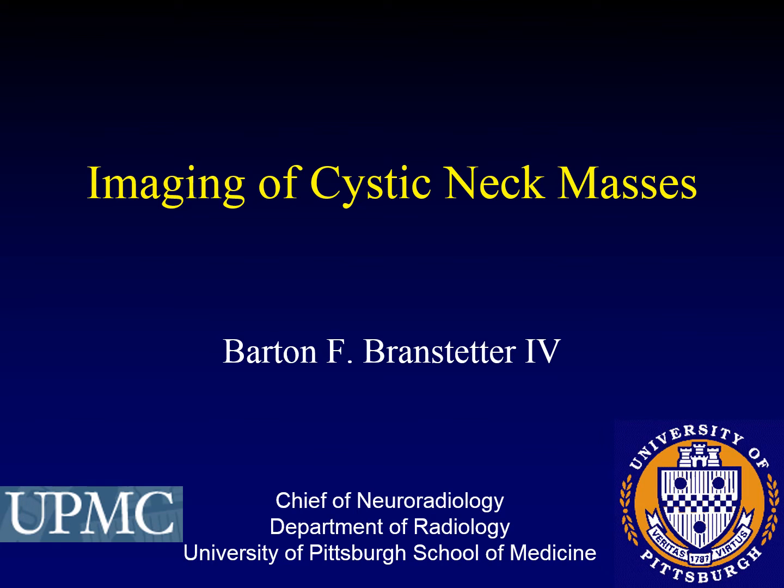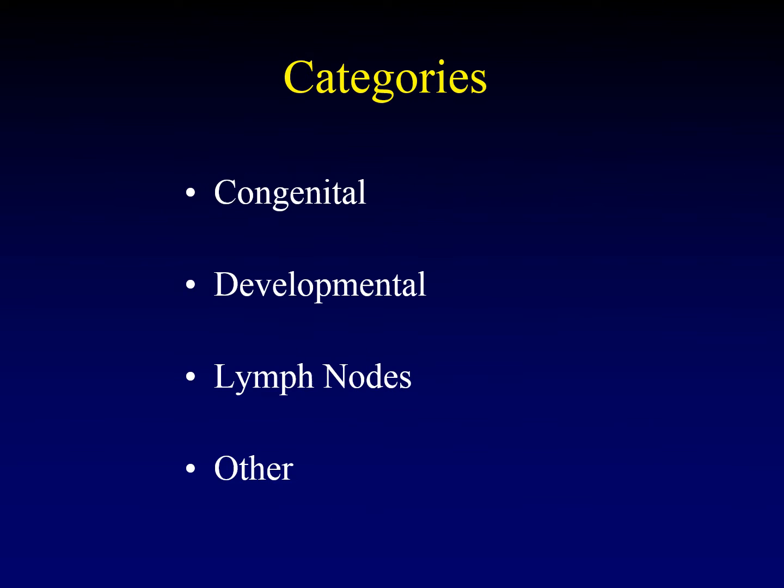This is the first in a series of lectures on the imaging of cystic neck masses. There are many different ways that you could categorize cystic neck masses, but the scheme that I like is congenital abnormalities, developmental abnormalities, which you aren't born with but may come early in life, lymph nodes that have become cystic, and then the grab bag of other.